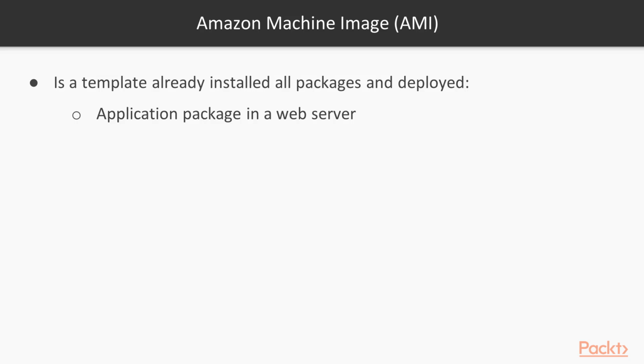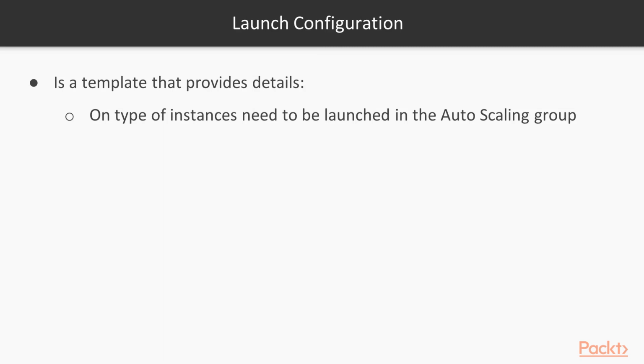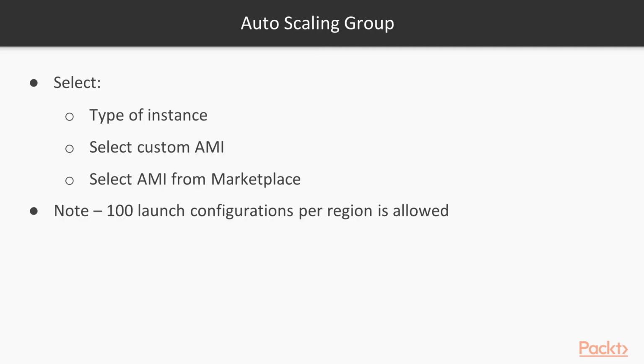Amazon Machine Image, AMI, is a template where we have already installed all packages and deployed the application package in a web server. Another component is Launch Configuration. It is a template that provides details on which type of instance needs to be launched in the auto scaling group. You can select the type of instance, or select a custom AMI, or select an AMI from Marketplace. Note that 100 launch configurations per region are allowed. That's all about auto scaling, its types and its benefits.